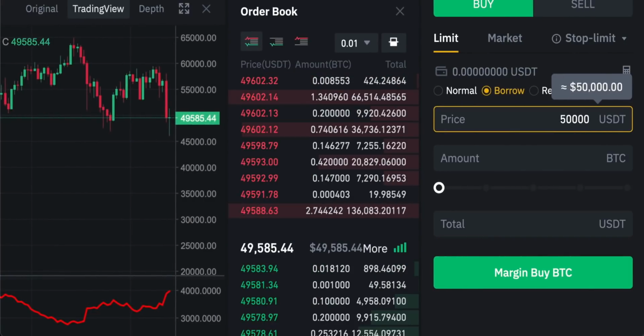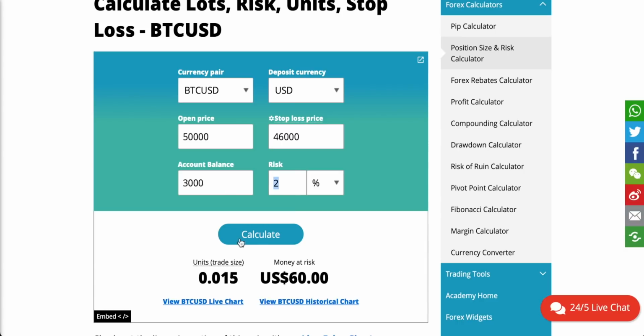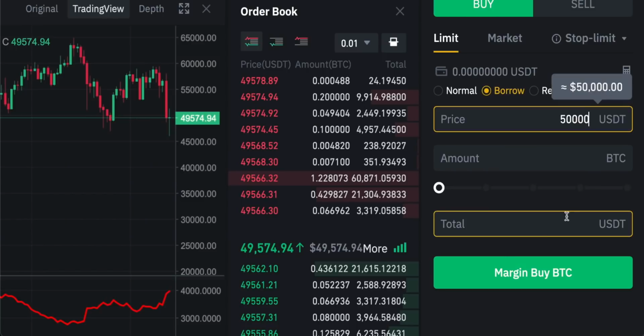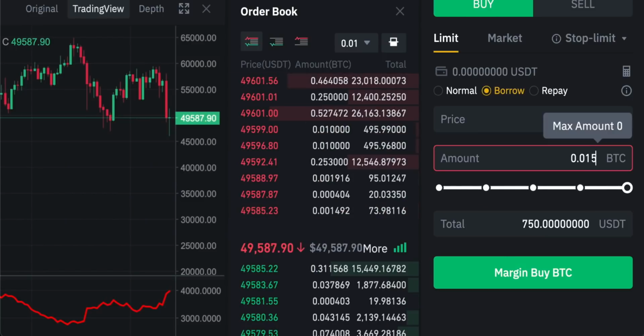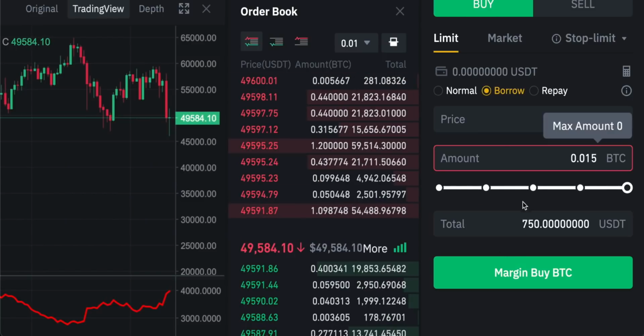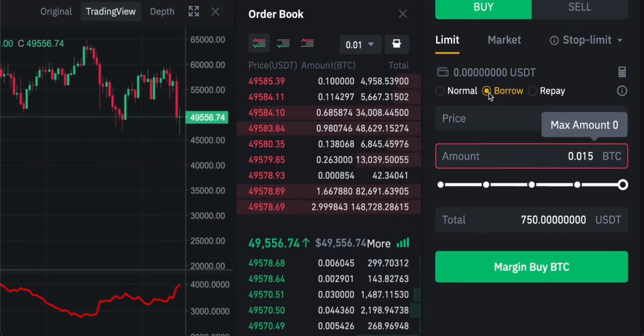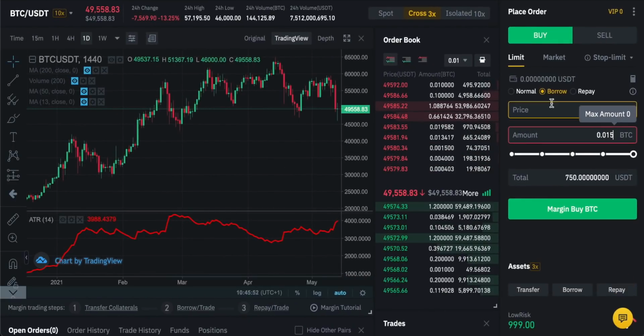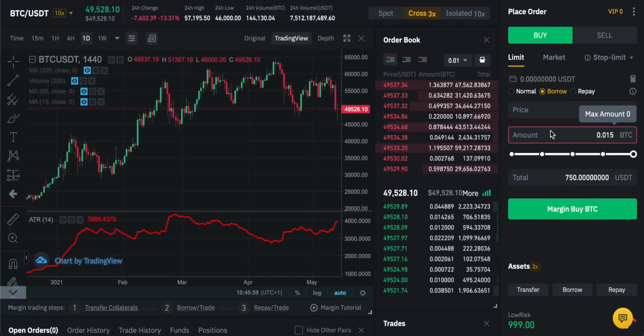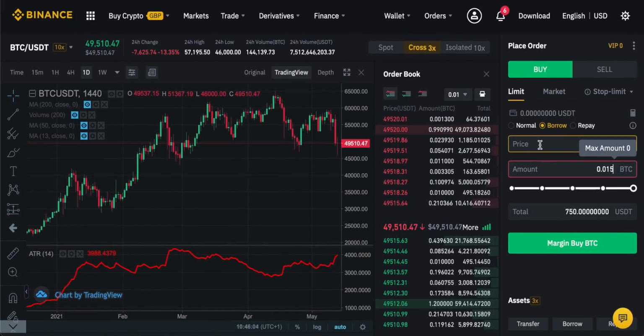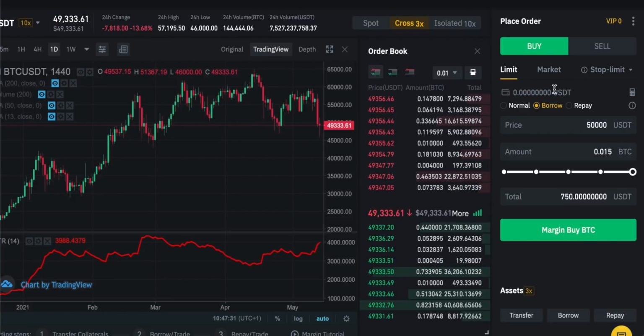We can come back to the calculator very easily, use that 2% risk, and we know it's 0.015 of a Bitcoin. So we can put that right in, 0.015. We can see the total amount is 750 and we can borrow on this as well. As long as you have assets on account, you can go and borrow. If you do have assets on account to borrow against, click on margin buy and that limit order will be input for you.